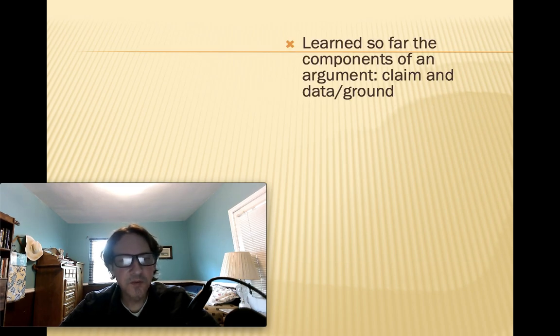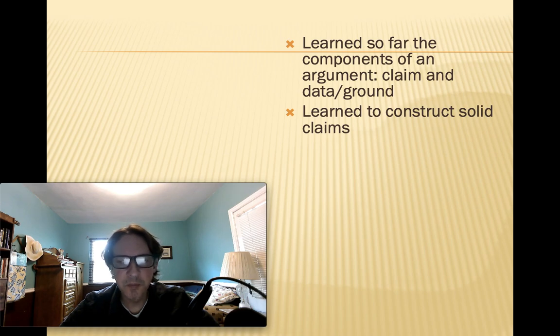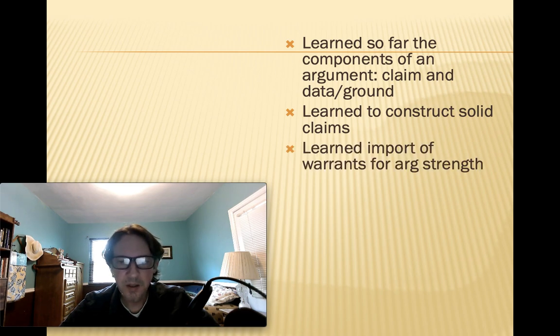So again, so far we've learned the components of an argument, the claim and data or ground. Hopefully you've learned to construct solid claims. Again, remember, these are brief sentences. They're straightforward and to the point, and they're declarative. Hopefully you understand the import of warrants for your argument strength. That is what the argument presumes or assumes can help you indicate how strong the argument is.